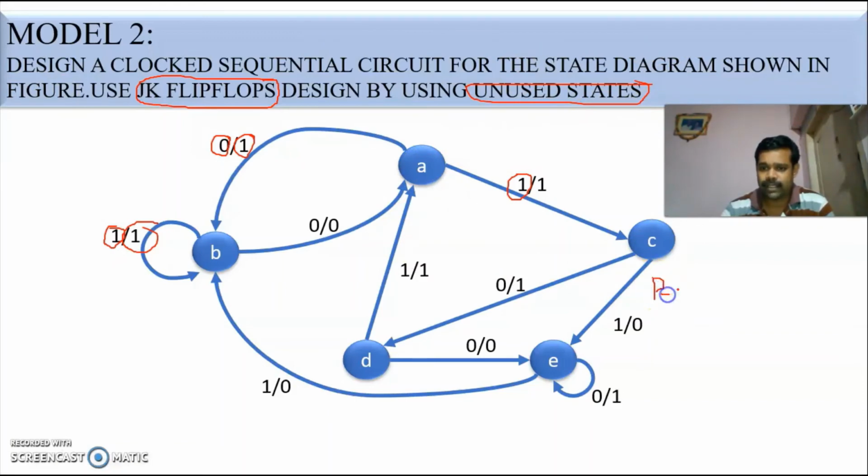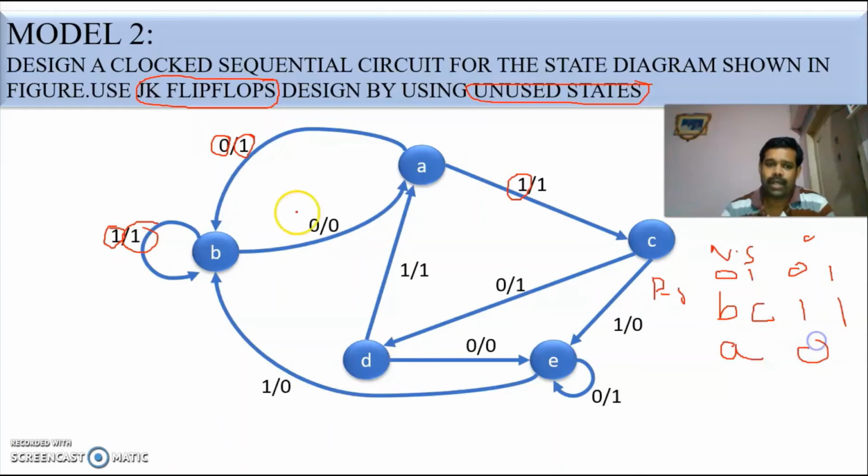present state, then next state for x equal to 0 and x equal to 1, then output for x equal to 0 and x equal to 1. For A, when you provide input 0, it goes to B, output is 1. Similarly, for A, when you provide input 1, it goes to C, output is 1. Similarly, when you are in B and provide input 0, it goes to A, output is 0. When you provide input 1, it stays in the same state B and the output is 1. Similarly, we have to write it for all the states.